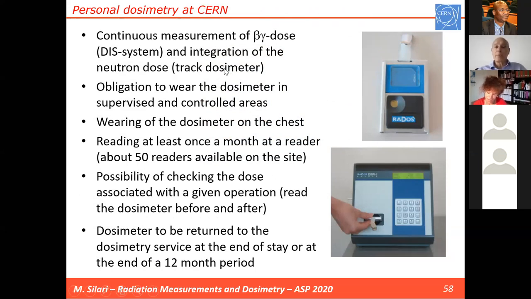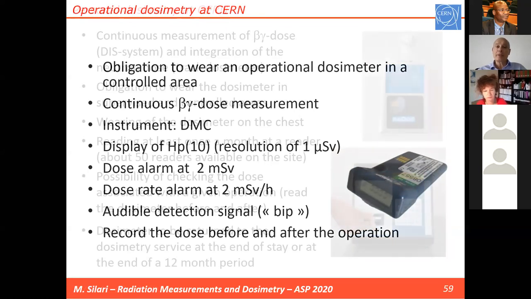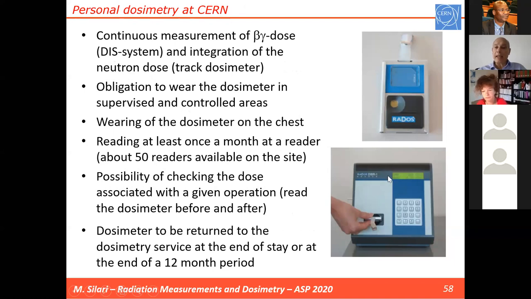So wearing a dosimeter is obligatory in supervised control areas. You wear it on the chest, and you have to read it once a month. It will give a continuous measurement of the beta gamma dose. As I said, you can read it just before or after an intervention, and you have to read it at least once a year. At every reading, the background dose is automatically subtracted. At CERN, we assume 2 microsievert per day.